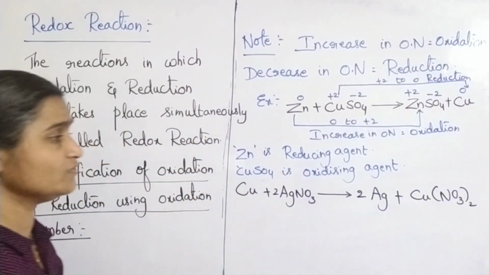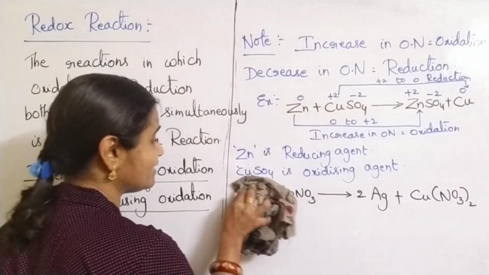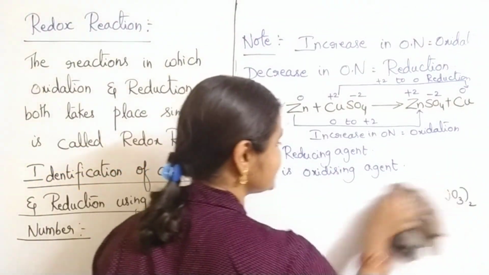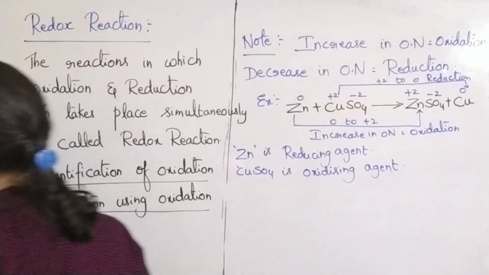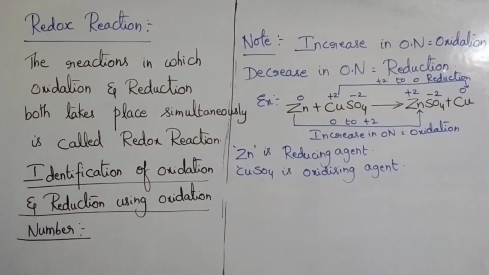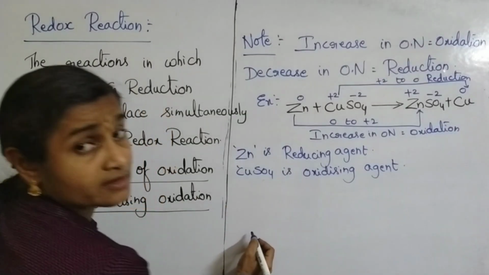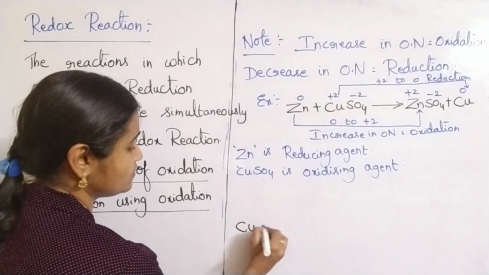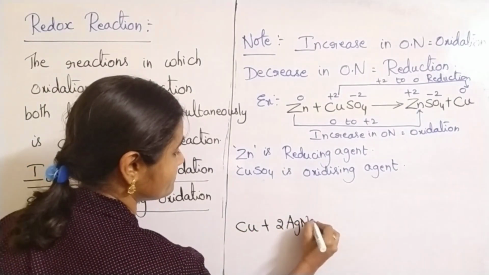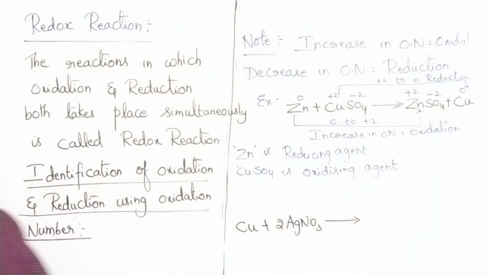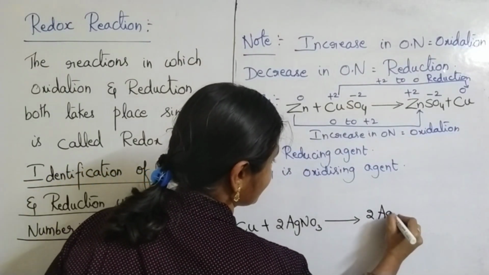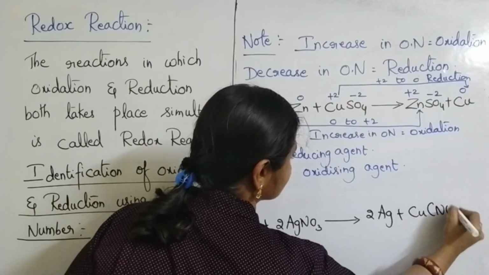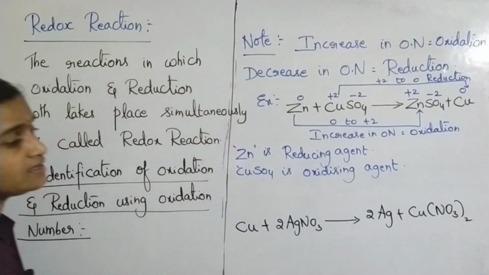Now let us go with the next example. I'll write it a little bit down, because I need some space up and down to show the change in oxidation number. So let me write the equation once again. Here the equation is Cu plus 2 AgNO3 gives rise to 2Ag plus Cu(NO3) taken twice. This is the equation given to you.